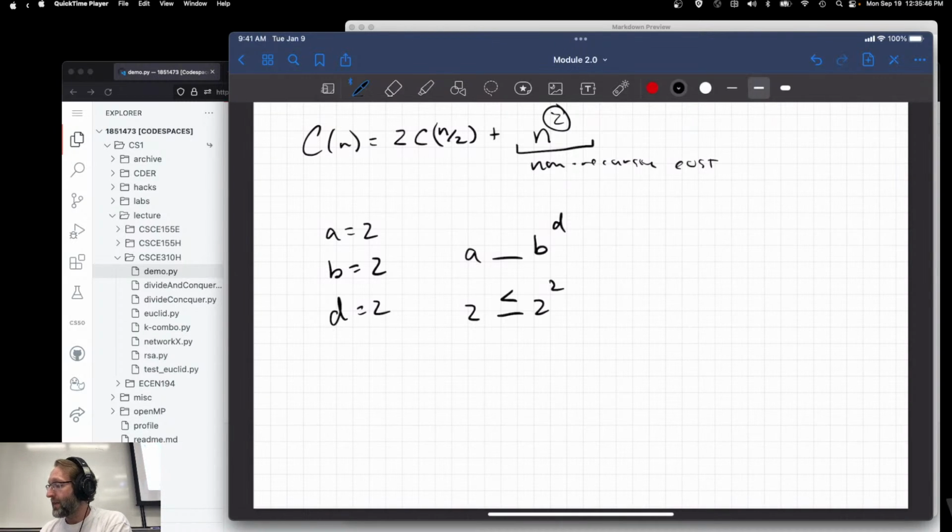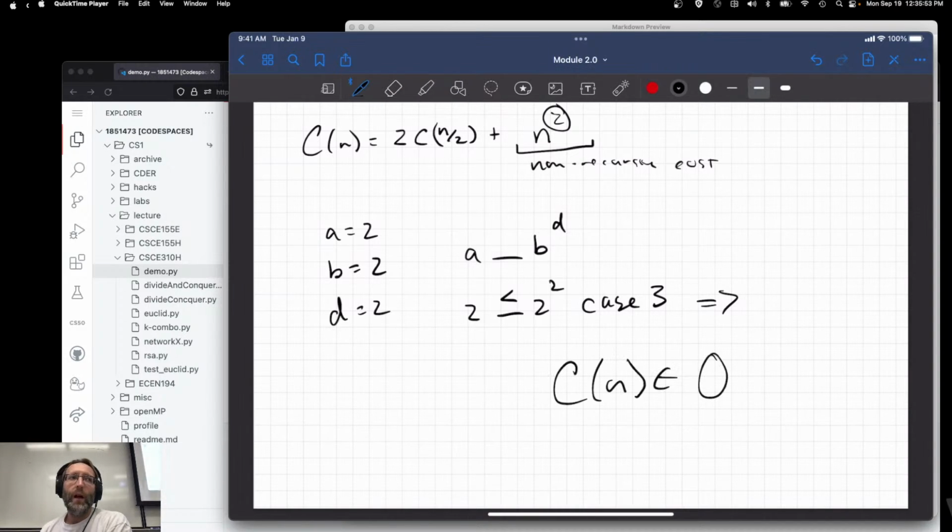It's case 3, I think. That implies C sub n is going to be order n to the log base 2 of 4, right? Or no, log base 2 of 2, which is 1, but case 3 is going to be n to the d, which is equal to order n squared, right? In other words, we're right back at square one with our brute force algorithm, okay?